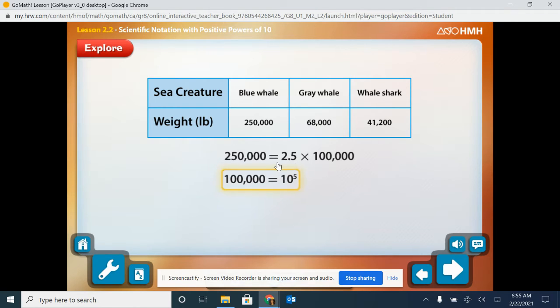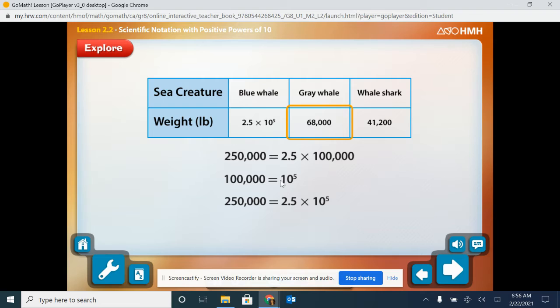So I see that I put the decimal right after the 2. Well, there are 1, 2, 3, 4, 5 digits after that 2. So that's how I know that my exponent is going to be 10 to the 5th, because there are 5 digits after I place the decimal. Another way of looking at it is 2.5 times 100,000 gives you 250,000. Look at 100,000. How many zeros are there? 1, 2, 3, 4, 5. After the 1 there are 5 digits, so it's 10 to the 5th power. Okay. So 250,000 can be expressed as 2.5 times 10 to the 5th power.